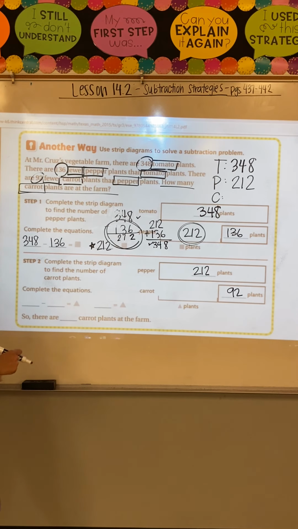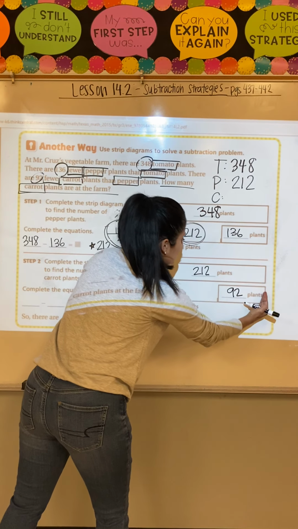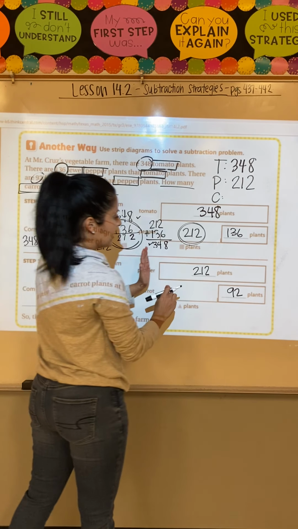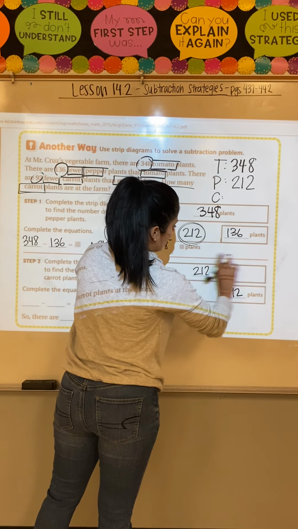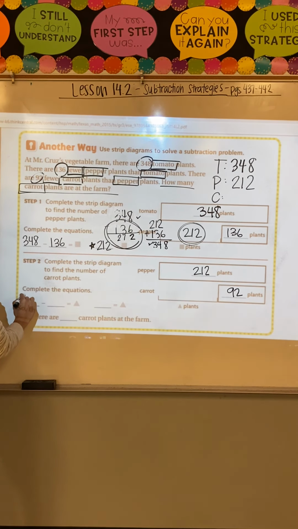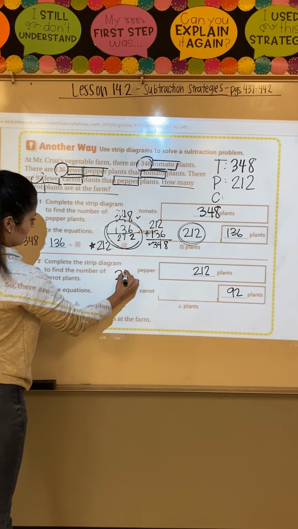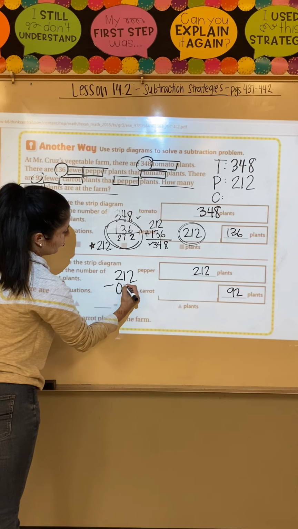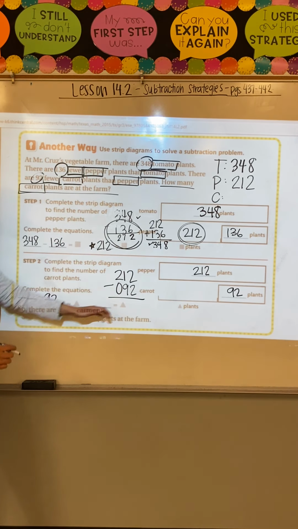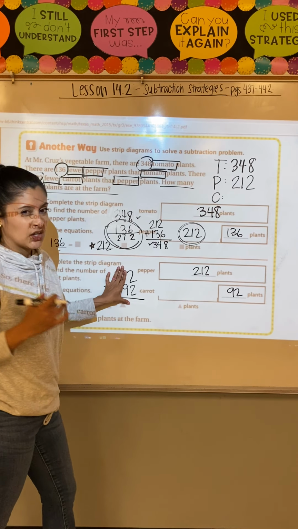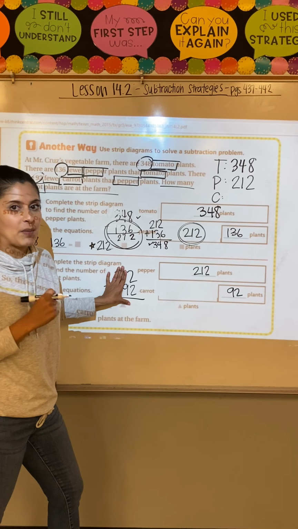Okay, so I know that this part and this part together is 212. I could also say that of this 212, I'm going to decrease 92. So 212 minus 92. Let's solve. 92 has no hundreds, so make sure that you do line this up according to place value, and let's subtract. Go ahead and subtract on your own, and then check back with me.